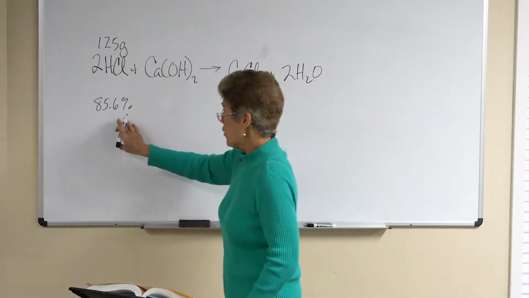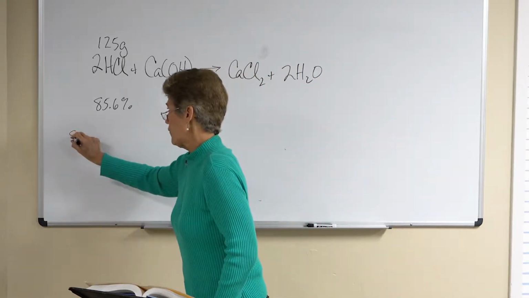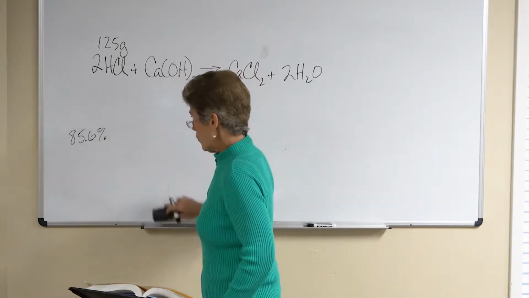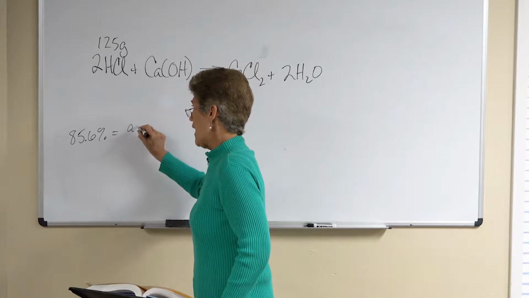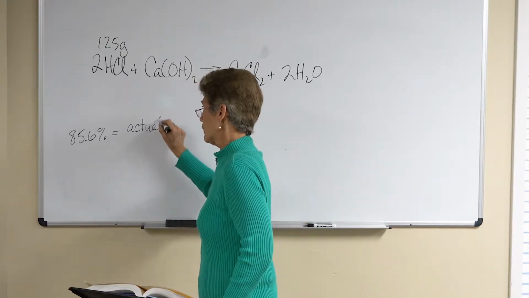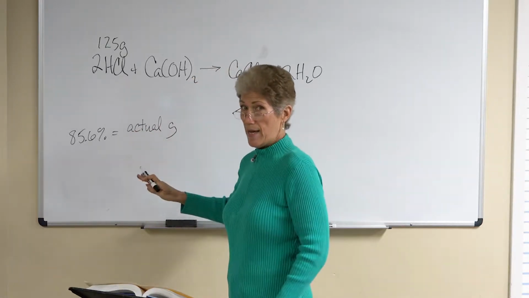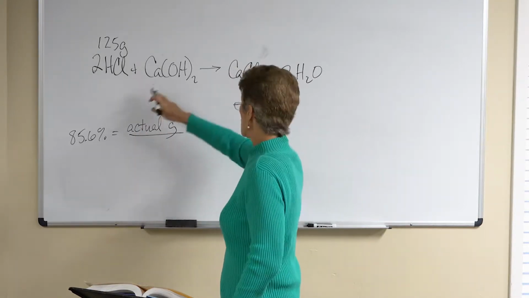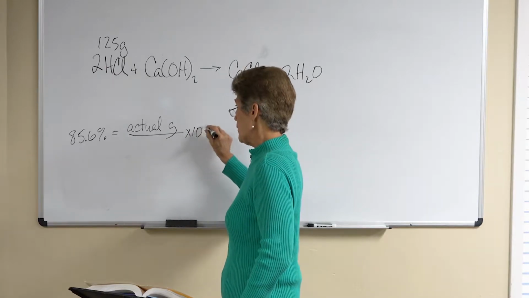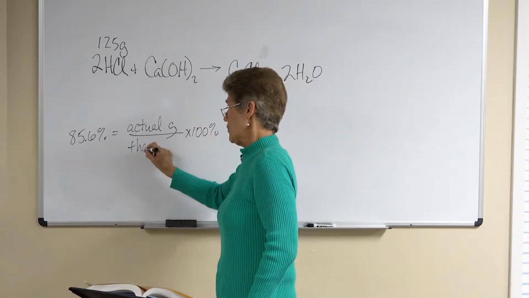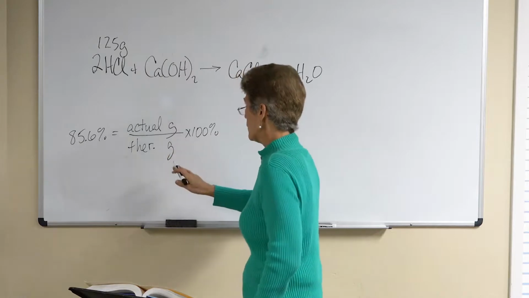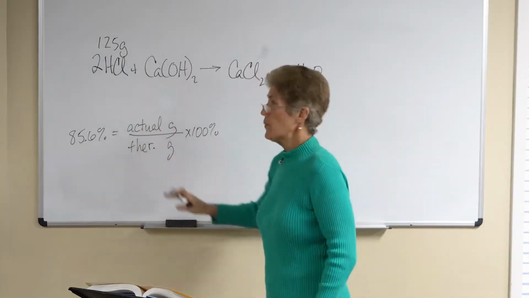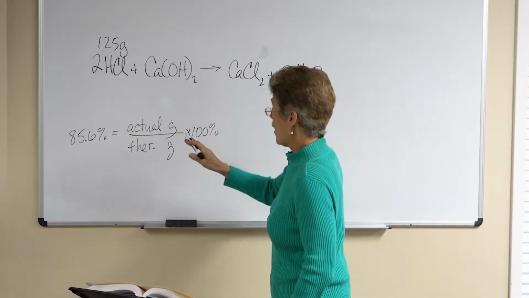Okay, so we know that, I'm going to put this down a little farther so I have room to work, 85.6 equals the actual grams that they make in the experiment, which is what we're looking for, divided by the theoretical, which we can calculate here, times 100%, right? This is the theoretical in grams. Okay, so let's find the theoretical so we can plug that in, then we'll just have one unknown and we can calculate that.